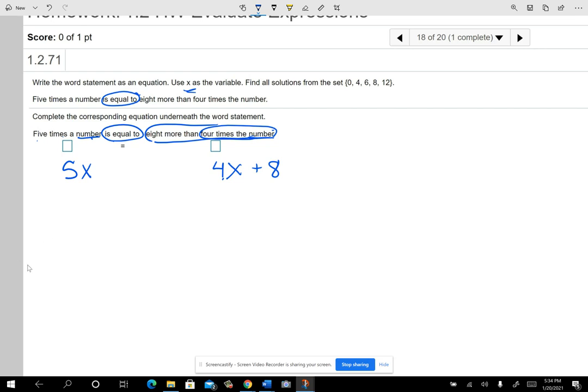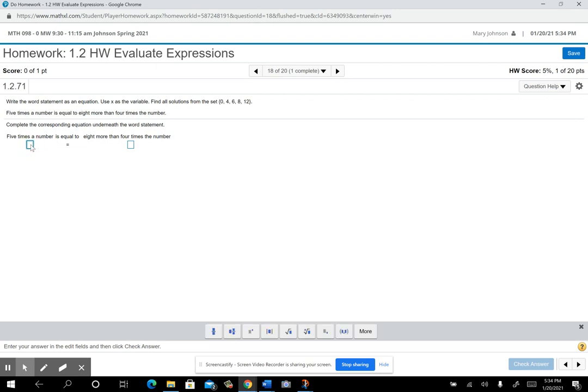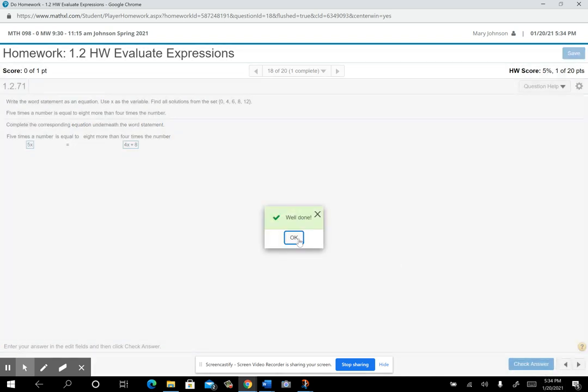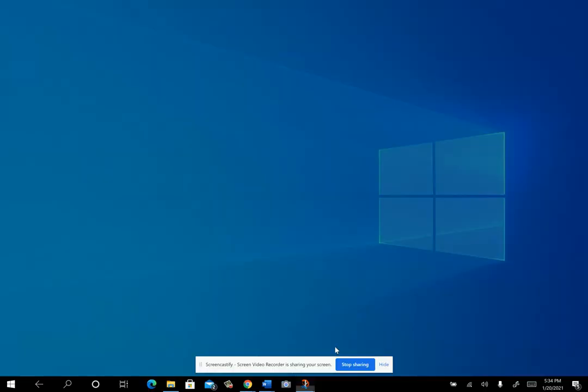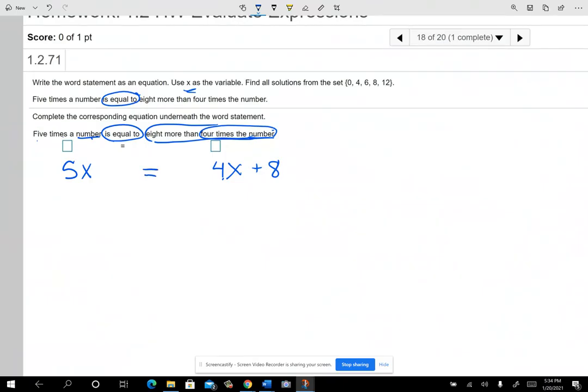So the first thing you do is put those into the blanks on the problem. 5 times a number, they just want you to type in 5x. 8 more than 4 times a number, that's where 4x plus 8 would go. Then check it. Now, once you've done that, they come back and ask which of those numbers they gave you would actually be solutions. So you take your equation and start plugging in those numbers. I'll plug in a 0 and see what I get. Well, that doesn't work. I get a 0 on one side and an 8 on the other.